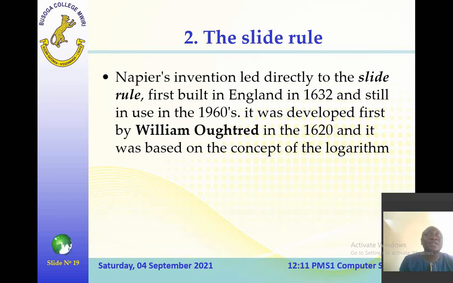That was in 1632, and actually still in use in the 1960s. Today I'm not sure, but it was developed first by William Oughtred in the 1620s, and it was based on the concept of logarithms. Okay, so you can see from 1614, now we have the slide rule in 1632. But it was also first developed in 1620, meaning that each invention was leading to another.